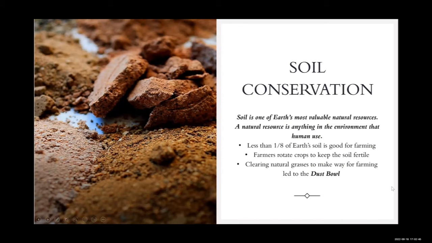Soil conservation. Soil is one of Earth's most valuable resources. A natural resource is anything in the environment that humans use. Less than an eighth of Earth's soil is good for farming. Farmers rotate crops to keep the soil fertile. Clearing natural grasses to make way for farming led to the Dust Bowl.